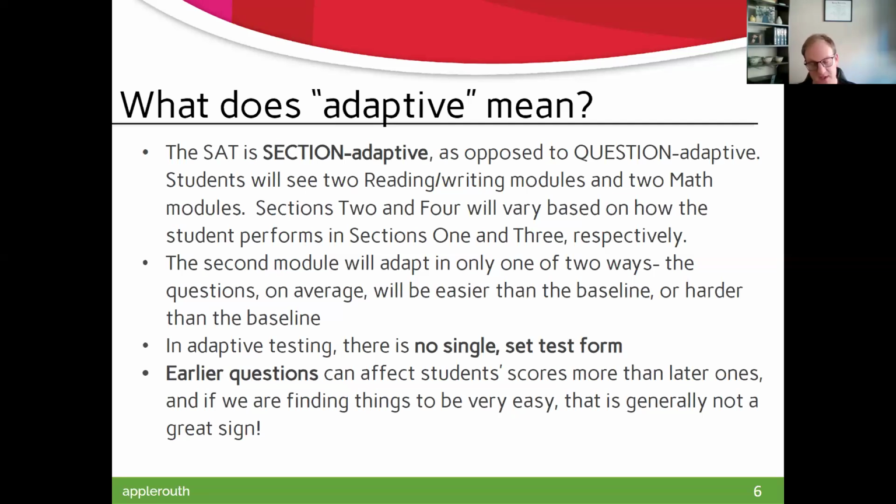Everything's a bit harder if you get to the upper level. What that means is that you have to be strategic. Sometimes earlier questions on module 1 can affect your score more than later questions on module 2. And if you're finding on module 2 or 4 that everything's going pretty easily, you're like, oh, wow, this is a breeze. Section 1 was a bit hard, but this is easy. It's usually not a great sign. It probably means we're in the lower module.